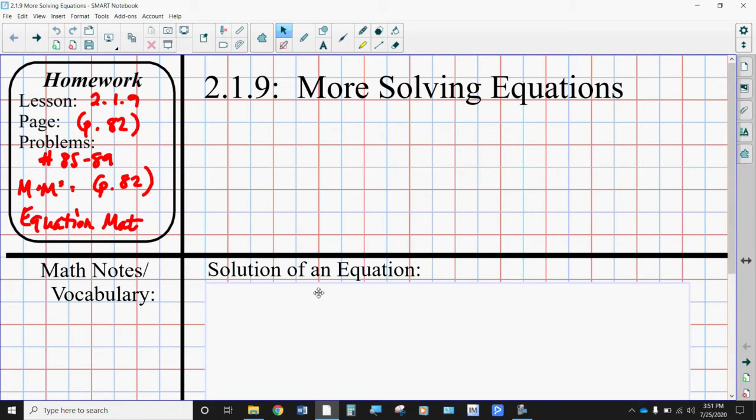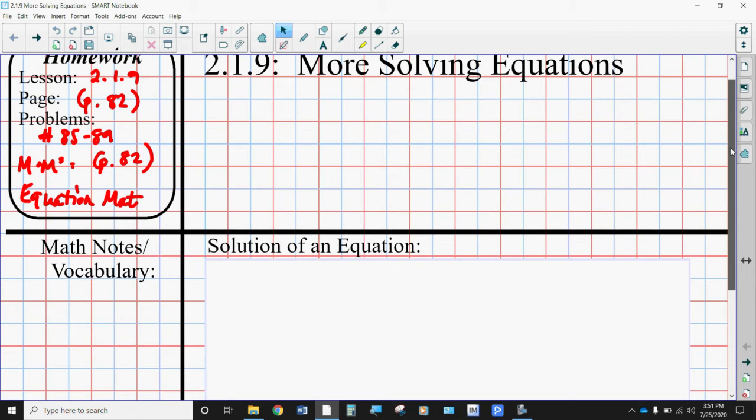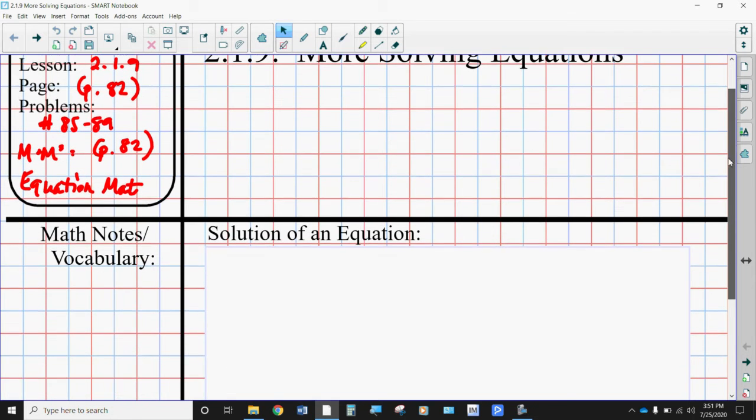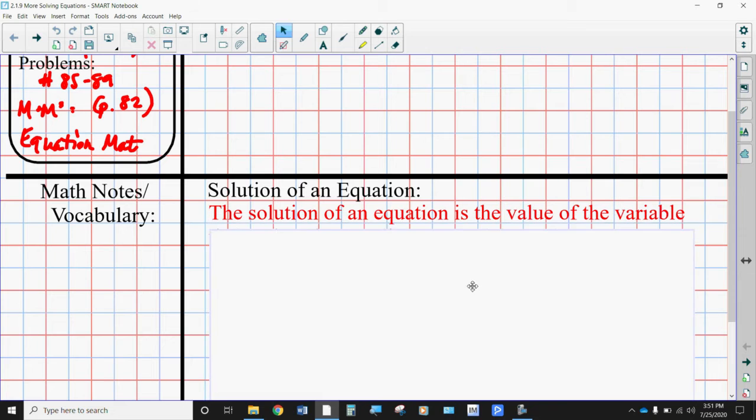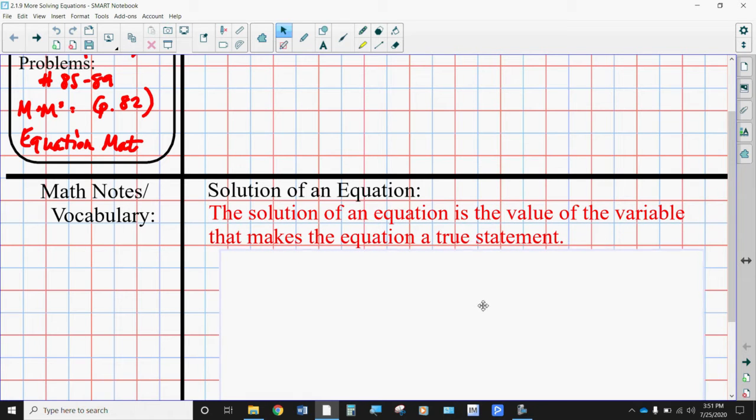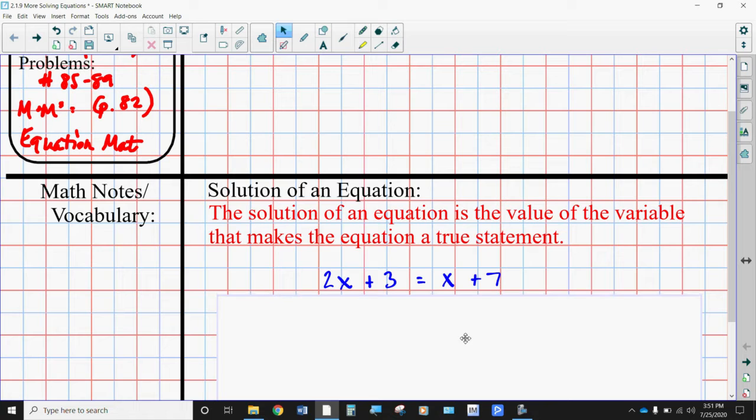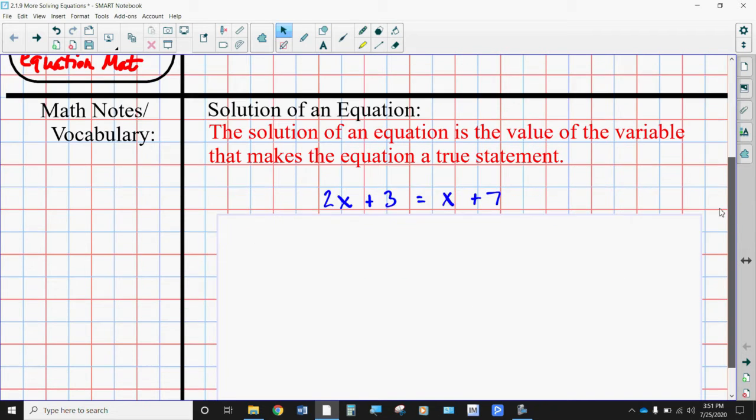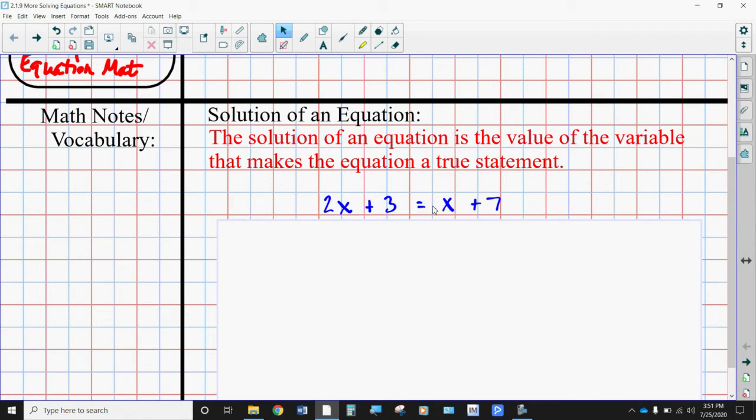There is this one vocabulary term that I'm not quite sure that we've quoted in 8th grade yet. The solution of an equation is the value of the variable that makes the equation a true statement. So if we go back to this example that we had yesterday, where you say 2x plus 3 is equal to x plus 7, there's an equation because it's two expressions that are said to be equal to each other. So we know that they're equal. We just have to find out what value of x makes them equal to each other.